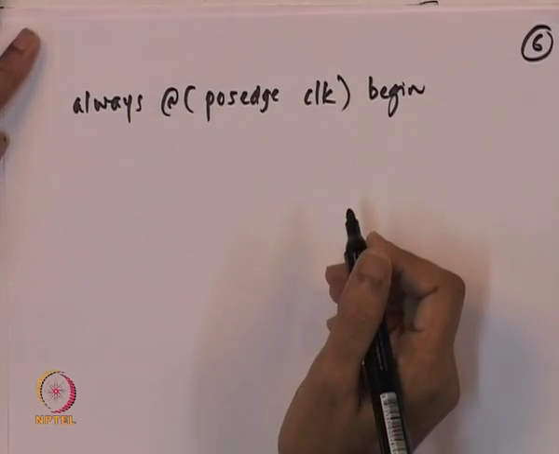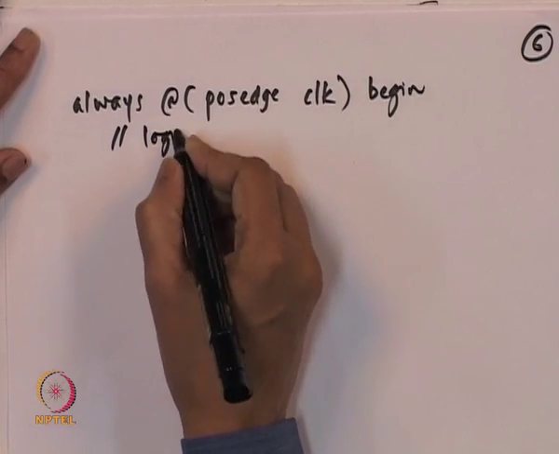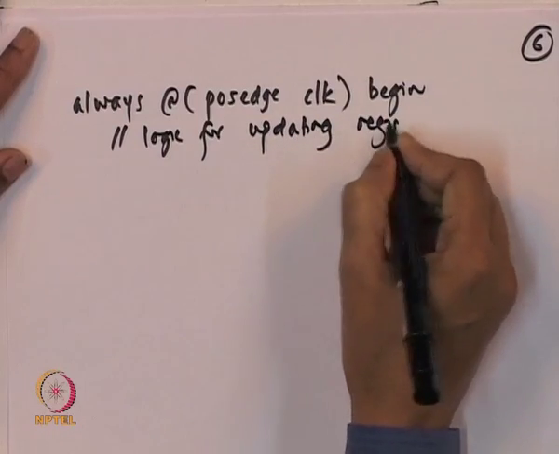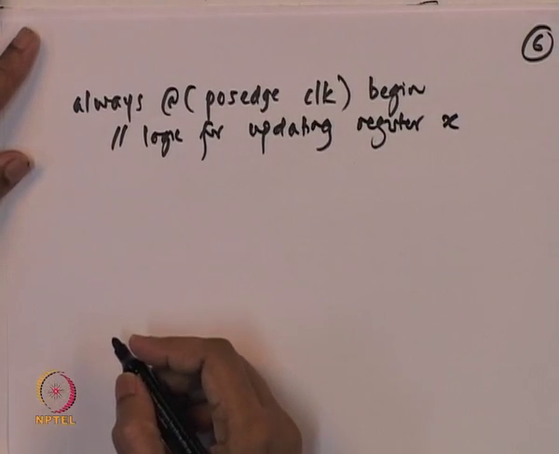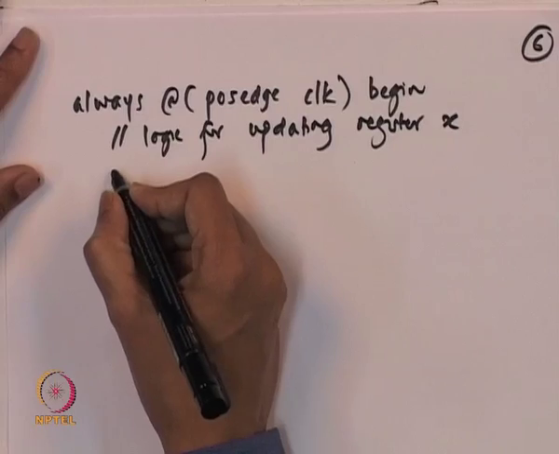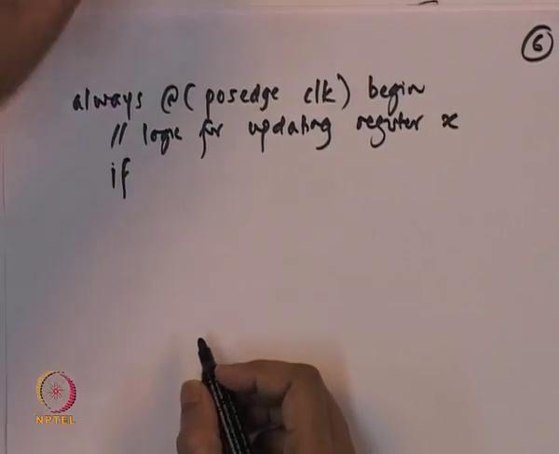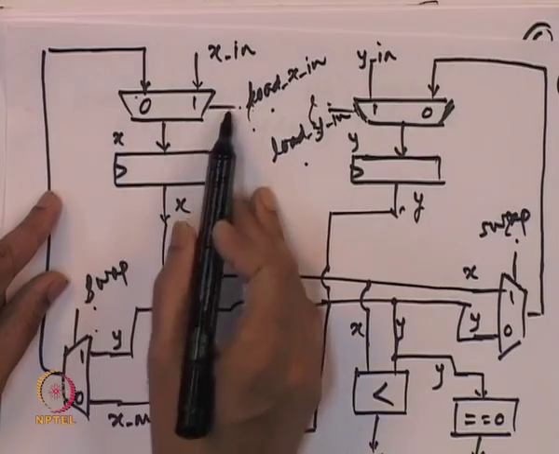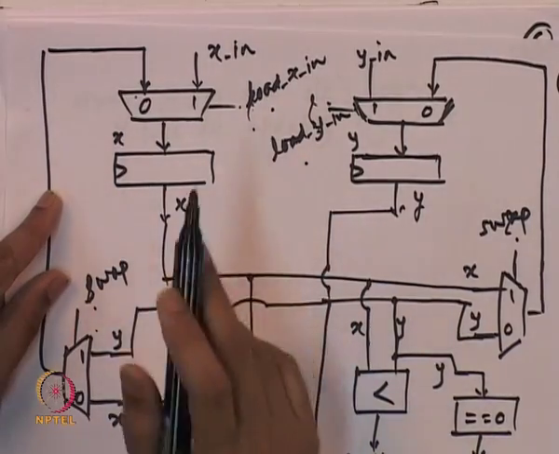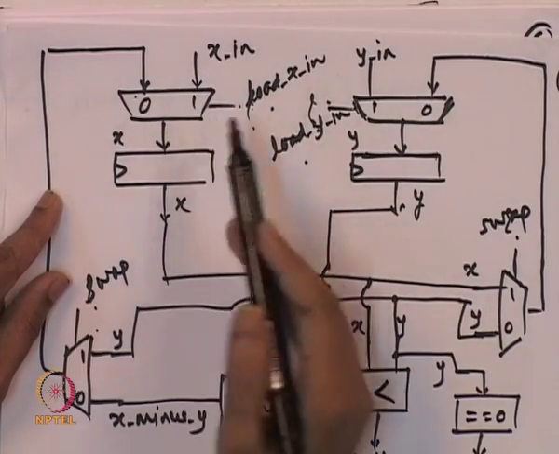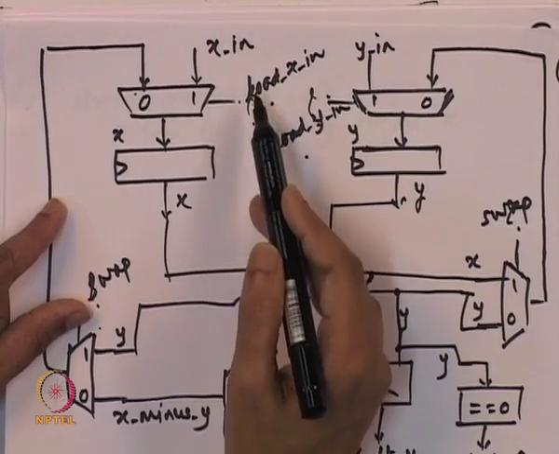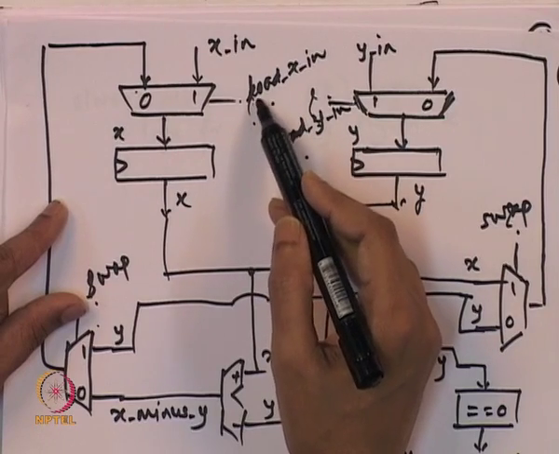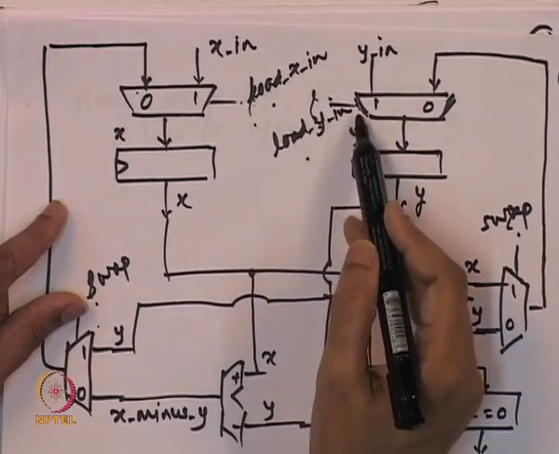So, first I will describe the logic for updating register x. The logic is as follows. We saw in the previous part a while ago that there is a multiplexer here, and when we need to take the input and register it, latch it into x, we assert this particular control signal, load x in, and similarly load y in has to be asserted.